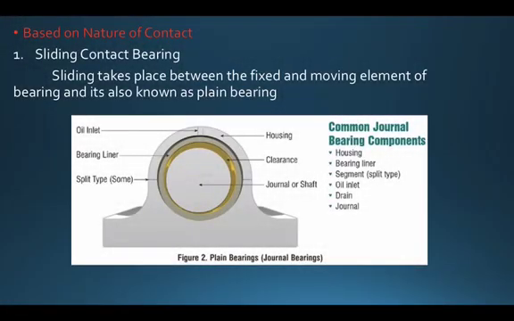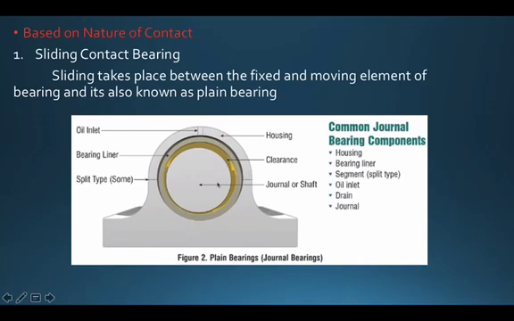This classification is based on the nature of contact. The first category under this classification is the sliding contact bearing. As the name indicates, sliding takes place between the fixed and moving element of the bearing. This kind of bearing is also known as a plain bearing. So here we have two kinds of element. The first is the shaft, which is the moving element, and the second is the bearing.